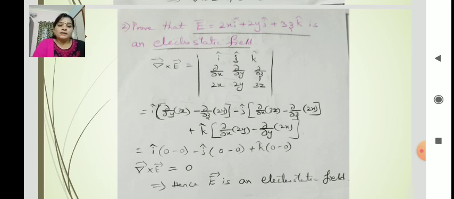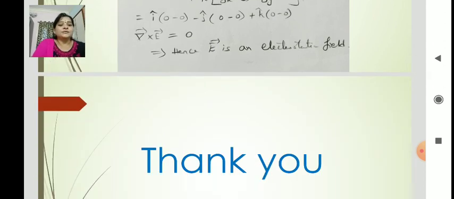So here we found del cross E is equal to 0. Hence we say that E is an electrostatic field. If the curl of E is equal to 0, we say that the field is conservative. So if the field is conservative, that field is nothing but an electrostatic field. In that way we can show this.